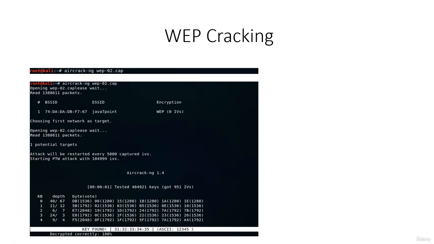When we use aircrack-ng, we put the file name, which is wep-02.cap. If aircrack fails to determine the key, it waits until it reaches 5000 IVs and then tries again. So the thing is, you have to be patient.